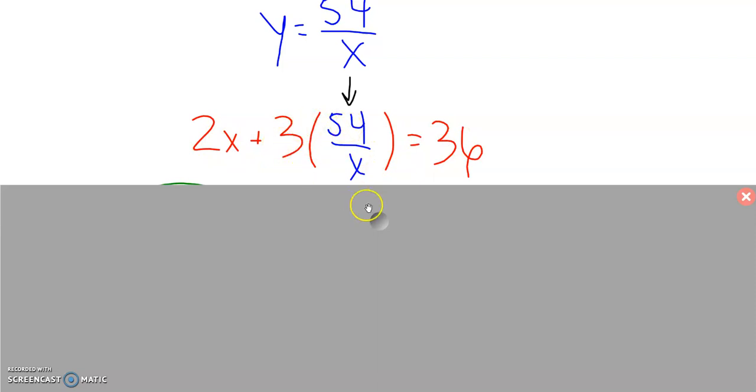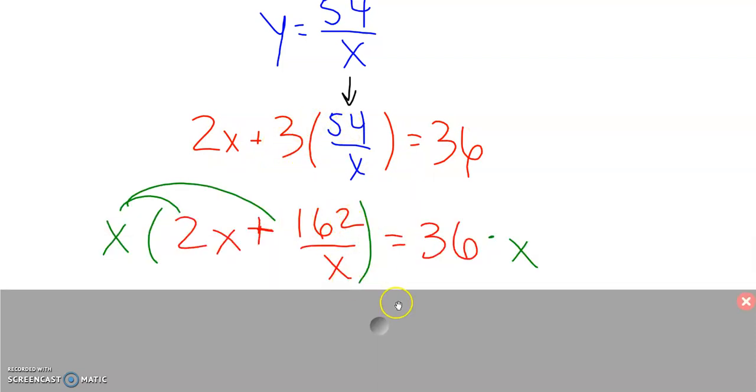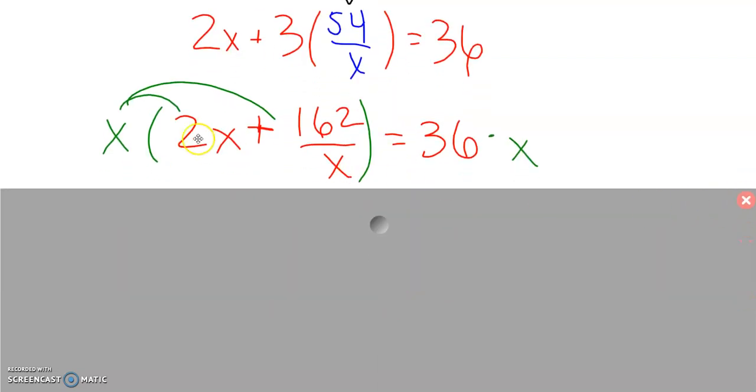So I'm first going to do 3 times 54 there to get 162. But now you'll notice this red equation here, you can ignore the green for a second, I have a fraction here with an x on the bottom. So the way I'm going to deal with that is I'm going to multiply both sides of the equation by the common denominator to get rid of the fraction. So I multiply everything on both sides by x.